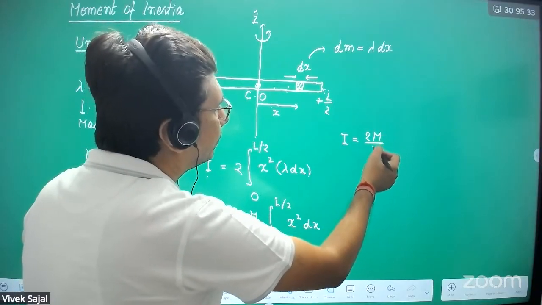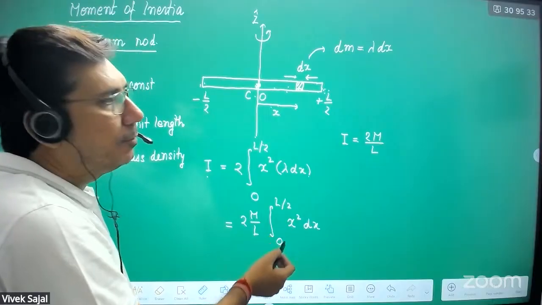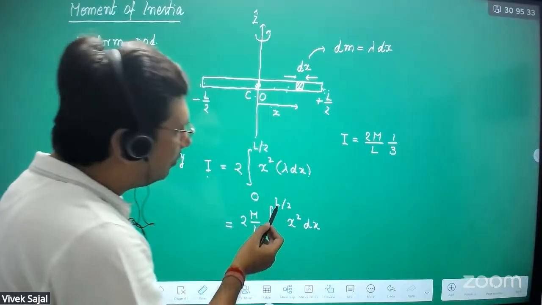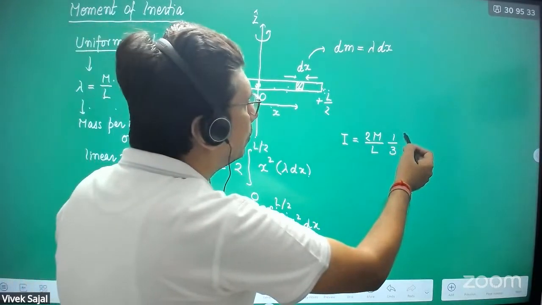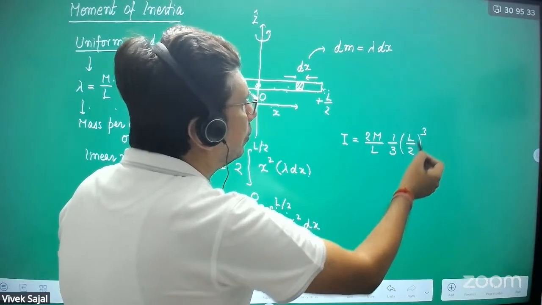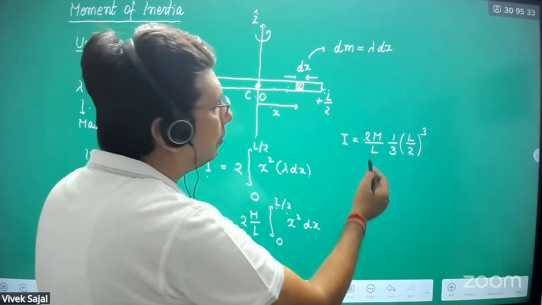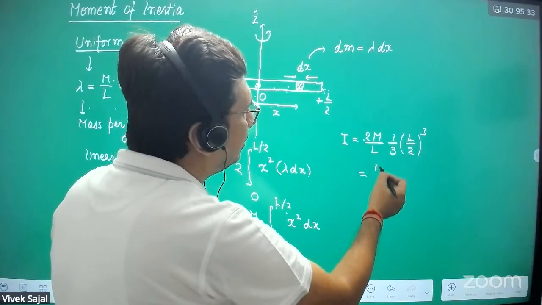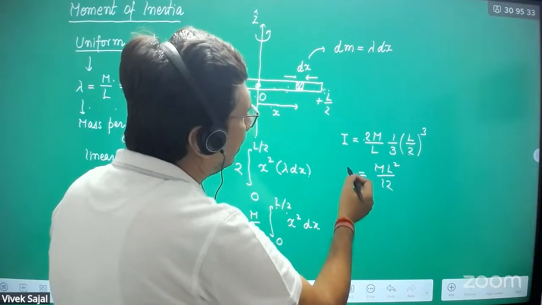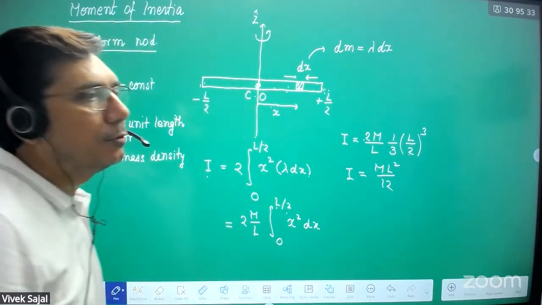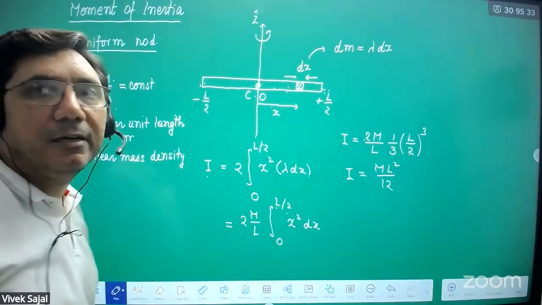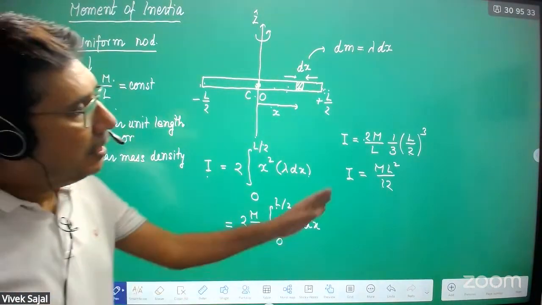And this will be x cube by 3. So I'm writing 1 by 3 here, and x cube will be (L by 2) cube. So 2 will cancel out, and 4 times 3 is 12. So this will be ML square by 12. So the moment of inertia of this rod about an axis passing through its center and perpendicular to its length will be ML square by 12.